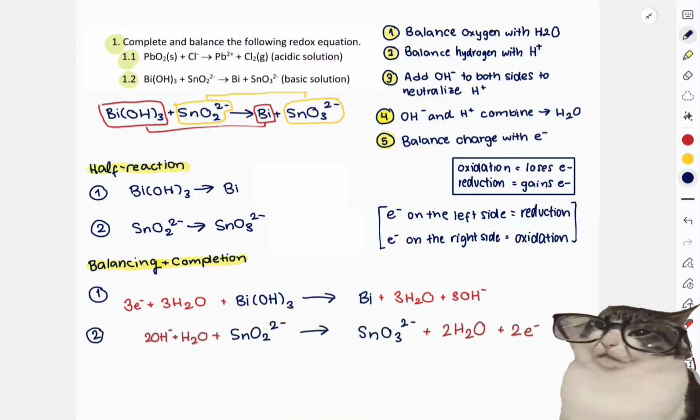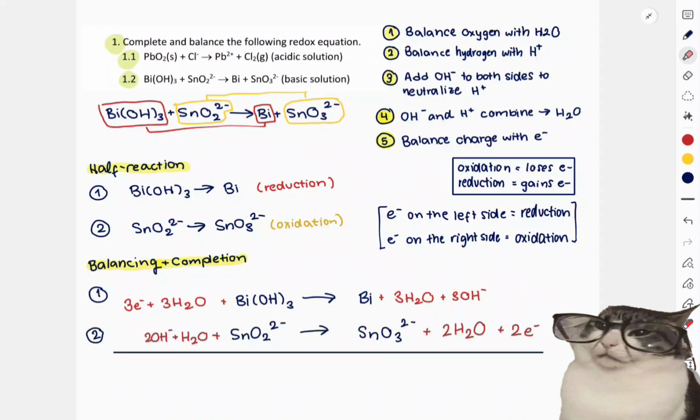Now, as you can see in the first half reaction, the electrons are on the left side of the equation. So that means that this is a reduction reaction because we are gaining electrons. And the other half reaction has the electrons on the right side of the equation. So that means that we are losing electrons, hence this is an oxidation reaction.